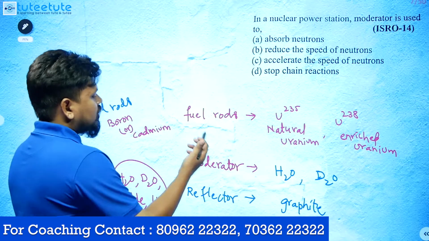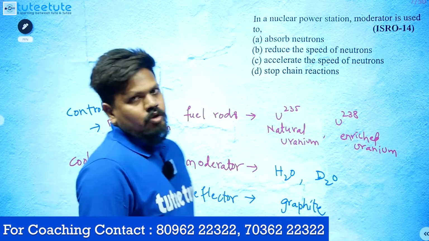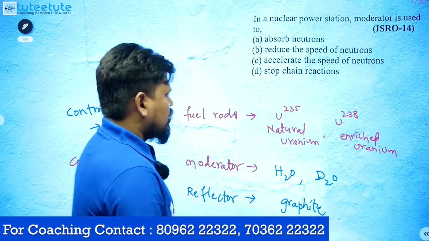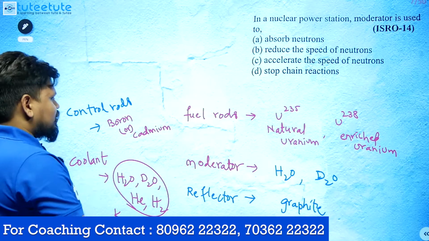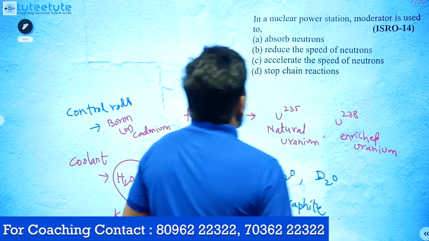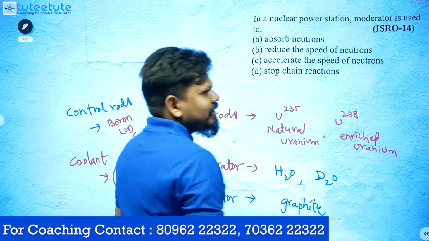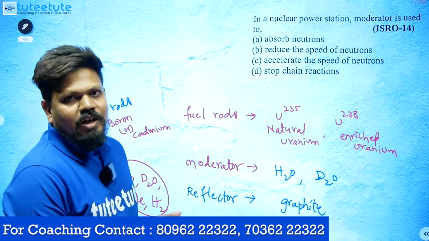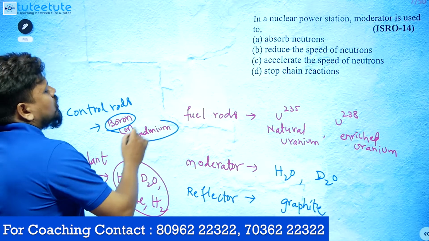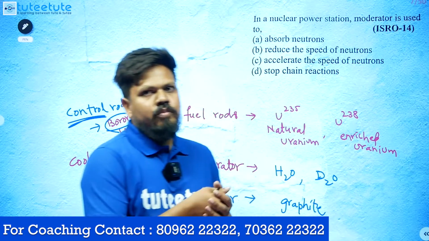Now the answer for this question, let's see. Whatever I have given here is very important. If you see the diagram once, you will understand even more points, but from the exam point of view, these are the ones. In a nuclear power station, why are we using a moderator? Option: absorb neutrons. It looks similar, right? But the moderator is not absorbing neutrons. Which is absorbing the neutrons? The boron or cadmium rods, which are called control rods, are absorbing the neutrons.